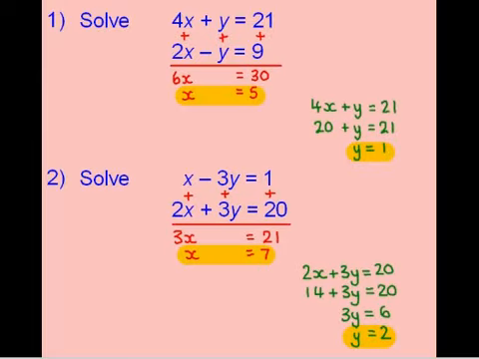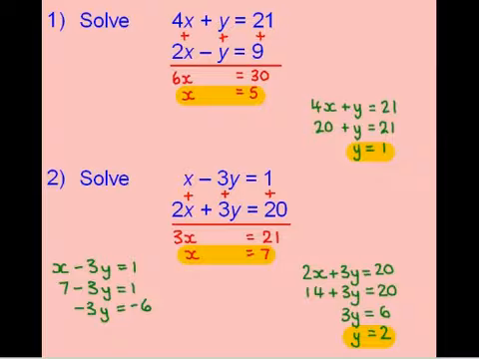Here are the answers. For this second one, I suspect a lot of you may have substituted the value of 7 into this first equation here. You will have ended up with this. x minus 3y equals 1. x is 7, so 7 minus 3y equals 1. Subtract 7 from both sides, so minus 3y equals minus 6. And divide both sides by minus 3 to get y equals 2.